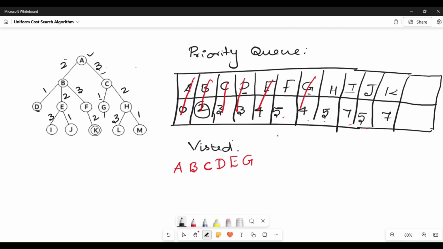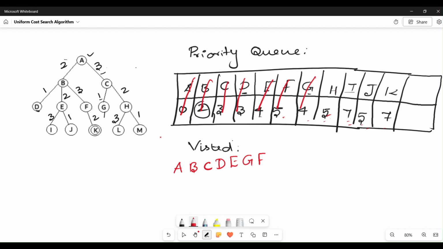So after visiting the F, we will be striking it out and add it into the visitor. Now we will be checking the lowest cumulative path cost. So 5, 7, 5, 7. So 5 is the minimum. Even though there are two values, the higher priority will be the one that came first. So let's traverse along the H.